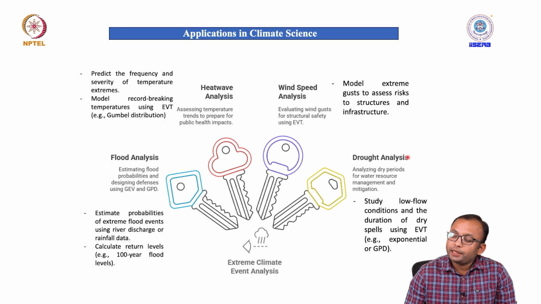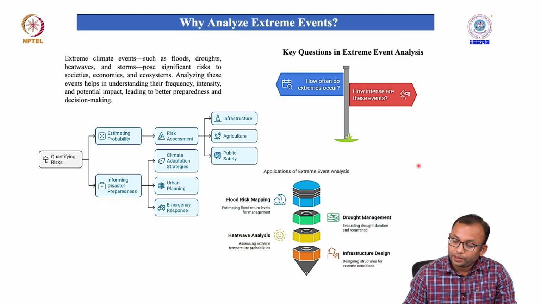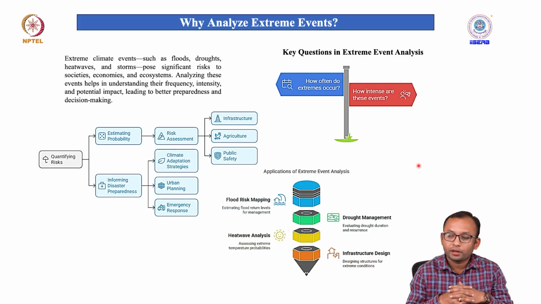Then you can also apply it in drought analysis, where you can fit low flows, low duration or, let us say, low magnitude rainfall events or some sort of indexes, to calculate the probability of occurrence of different types of drought events in different parts of the world.